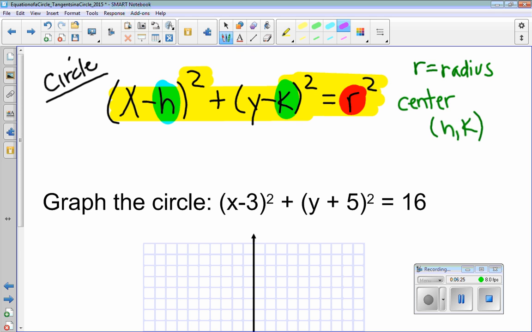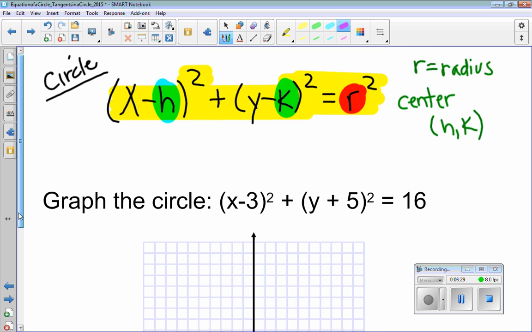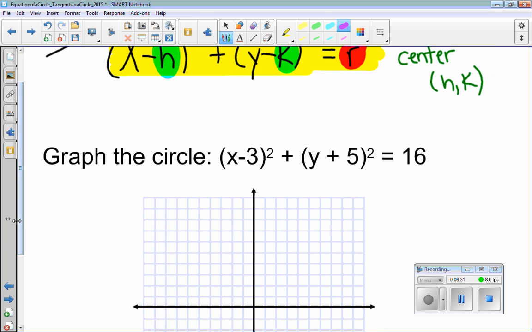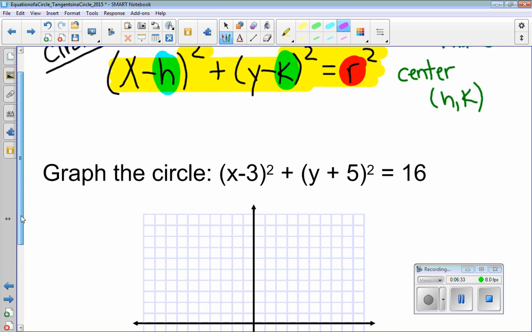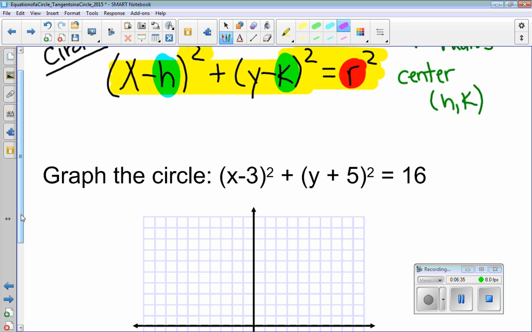So I've got a circle here. I've got an equation of a circle. I'll kind of try to put both of those things up there at the same time for a minute. And I want us to look at this equation, and I want us to identify the radius and the center of the circle.